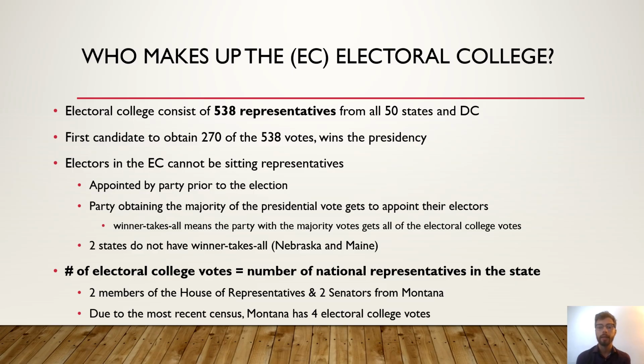So when we look at the Electoral College at large, this is utilized to be a check on the general population's popular vote. When you utilize the Electoral College, it is the first candidate to obtain 270, a simple majority of Electoral College votes, of the 538 votes to win the presidency. Electors in the Electoral College cannot be sitting representatives, and that is worth noting. And we will look at the electoral process in more detail later on, as I previously mentioned.